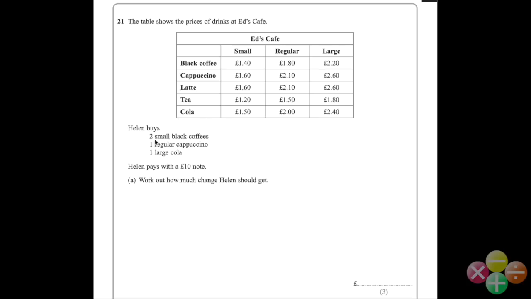Well, let's look back. She buys 2 small black coffees. So we've got 2 of those. We've got 1 regular cappuccino, so a regular cappuccino, and 1 large cola. So let's list those. So the 2 small black coffees at £1.40 each gives me £2.80. Then we've got our regular cappuccino at £2.10, and we've also got our large cola at £2.40.